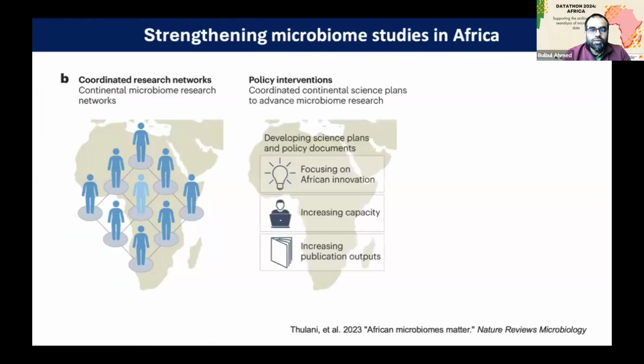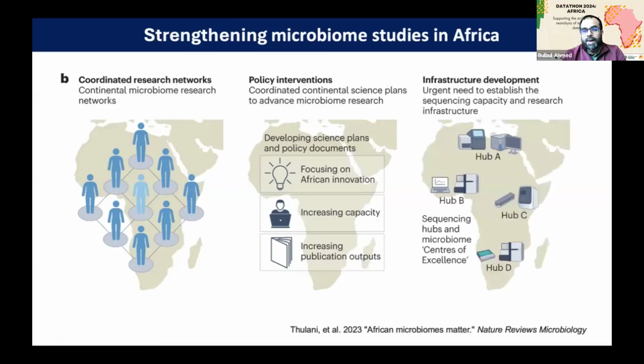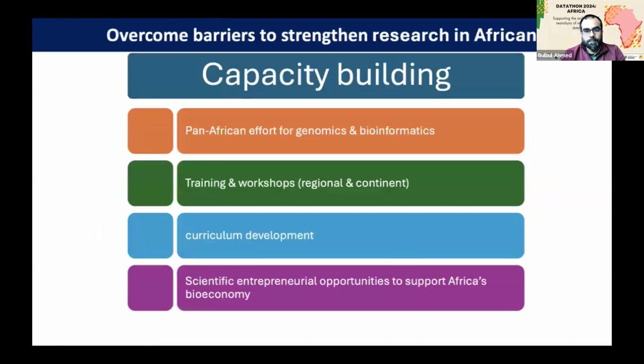They are also proposing to implement policy interventions to develop science and research planning in order to focus on African innovation, increase capacity, and increase the number of publications and outputs throughout the continent. Another really important thing is to develop infrastructure in the African continent, such as sequencing and microbiome centers of excellence in different major parts of Africa, in order to strengthen microbiome research in Africa.